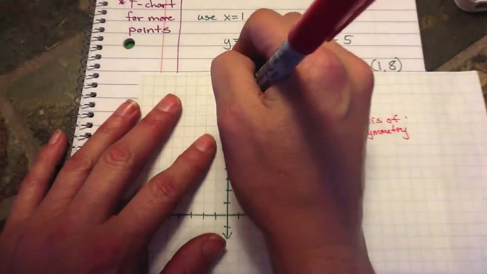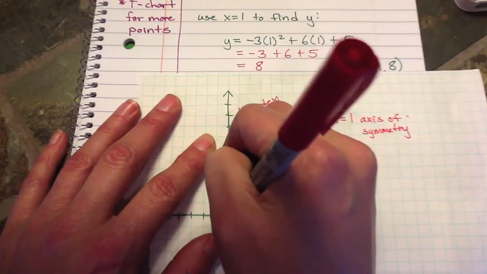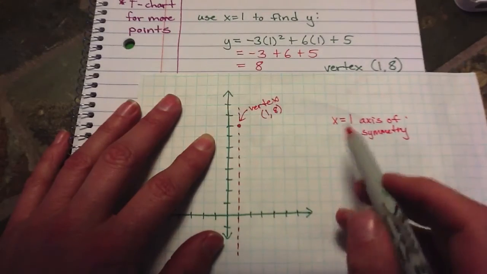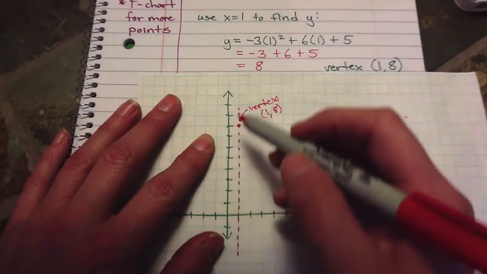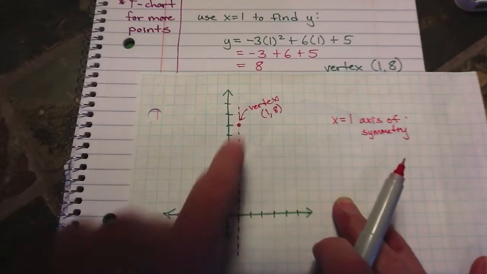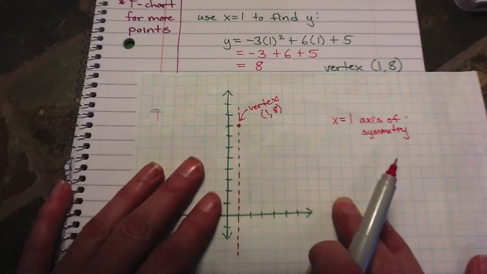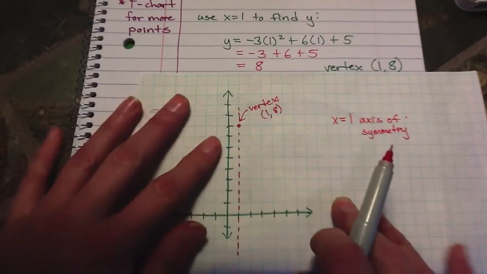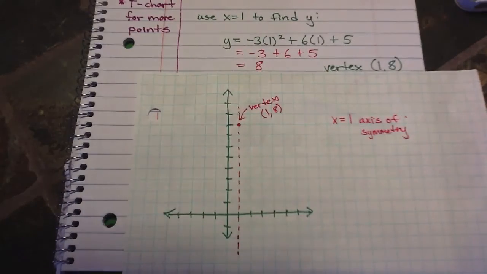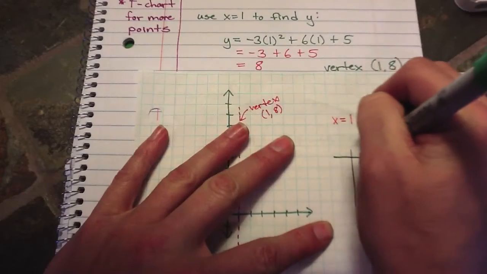The reason it's x equals 1 is because if I drew x equals 1 as a line on there, if you remember from linear equations, you would start at 1 on the x-axis and draw a vertical line. This is what's going to split your parabola exactly in half with a mirror on each side of itself. Now from here, go ahead and set up your t-chart to find additional values.